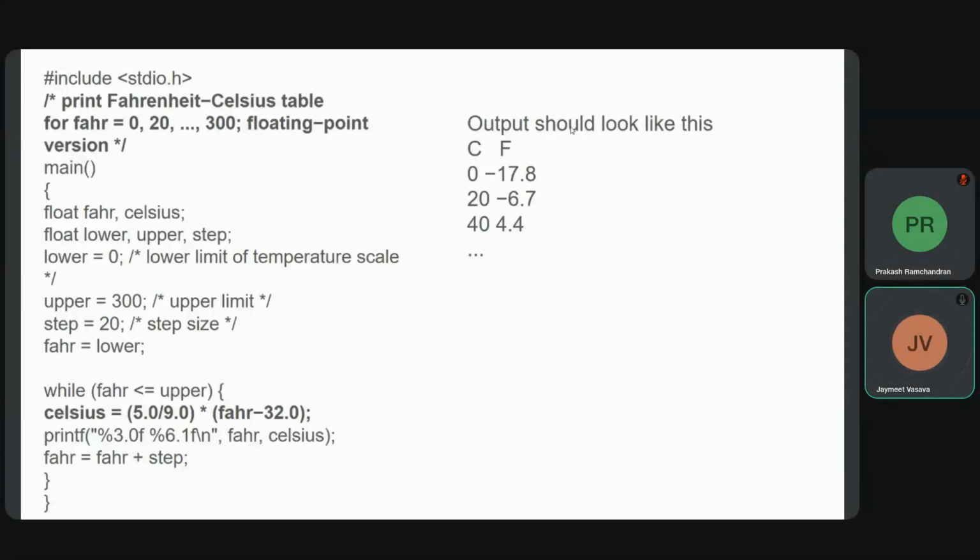So this is a Fahrenheit to Celsius table program. I would like everyone to execute this and see the output, if it matches or not, or what other things you are able to do with this very program other than this.